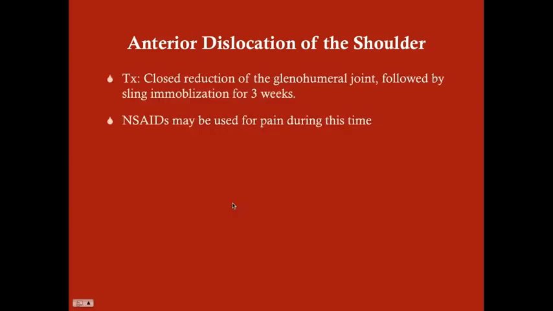So the treatment is going to be closed reduction of the glenohumeral joint. This can usually be done by an emergency practitioner, by an internist. You don't need to go to an orthopedic surgeon for this. And then you're going to have immobilization with a sling for 3 weeks.